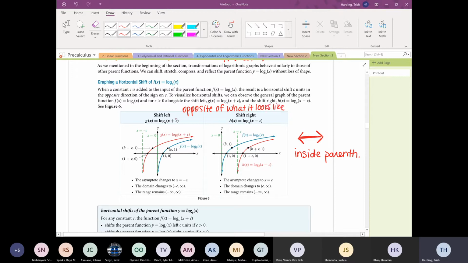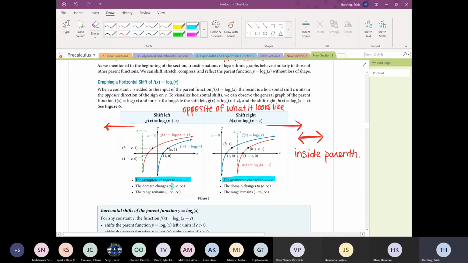So if you're adding c, that's actually going to look like you're going in the negative direction. And if you're subtracting c, that's actually going to look like you're going in the positive direction. And this is along the x-axis. So that will change the asymptote to c. And remember that if you add c in parentheses, your asymptote will become the negative c. And if you subtract c in the parentheses, your asymptote will become the positive version of c.